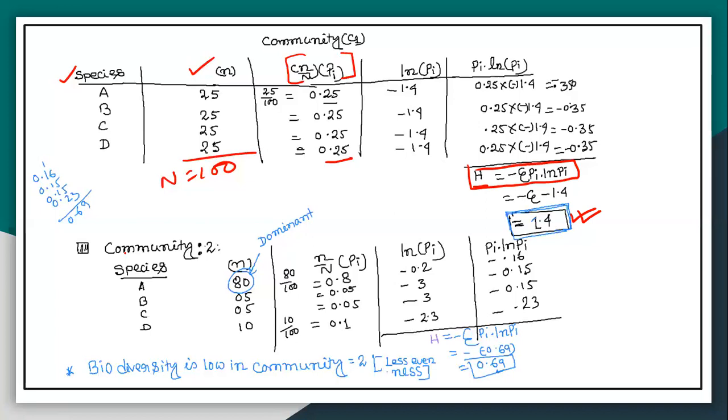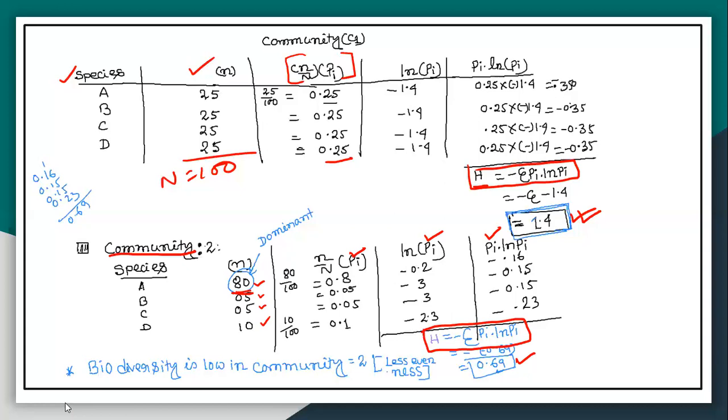Now we come to community 2. Community 2 has species A, B, C, D, with 80, 5, 5, 10. In the same way you can calculate pi, ln pi, and pi into ln pi. The formula is minus summation of pi into ln pi, so you will get 0.69. Here you can see that one species, A, is dominant, so biodiversity is low in community 2, right?